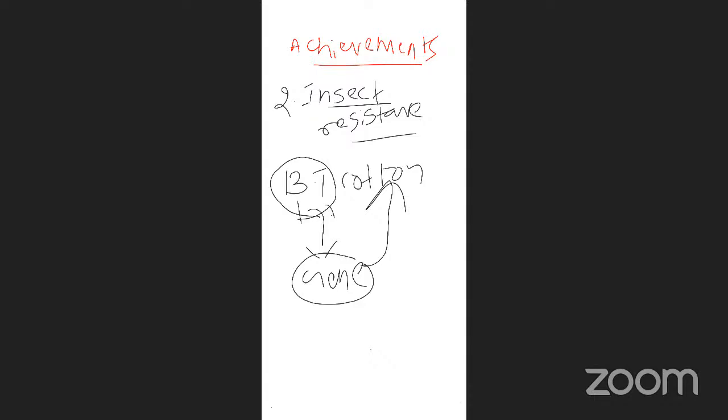These terminator genes terminate the character of the seedling. That's why it produces only sterile seeds. That is the main concept: no next generation seedlings. Right?